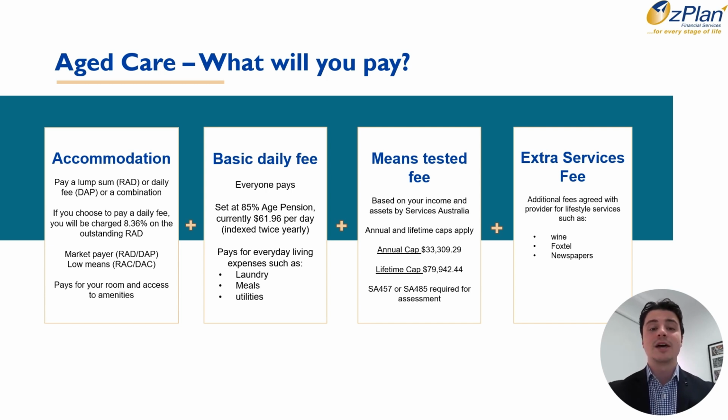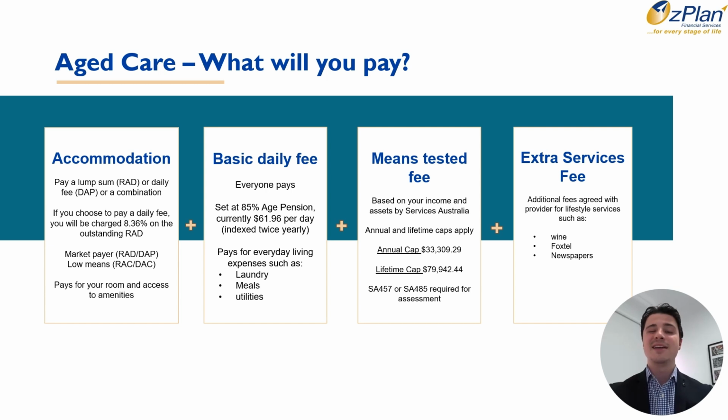We then have what's called a basic daily fee. So this is payable by everyone. It's set at 85% of the age pension rate. So currently this is sitting at $61.96 per day, and that's per person as well. And this covers essential expenses such as laundry, meals, and utilities.